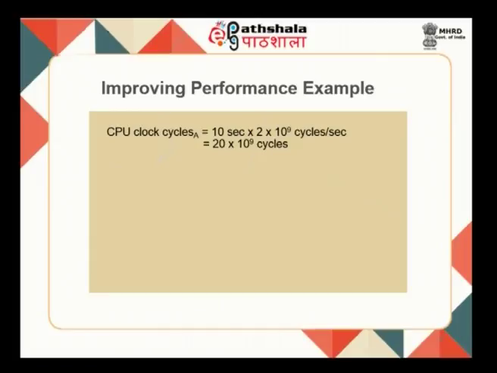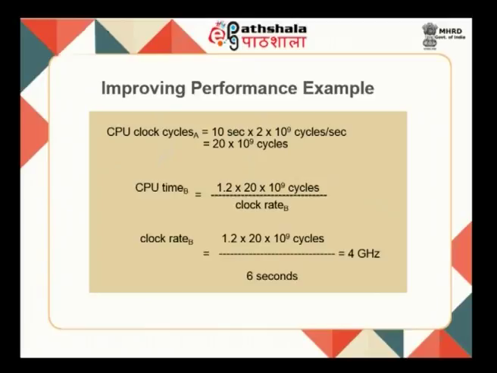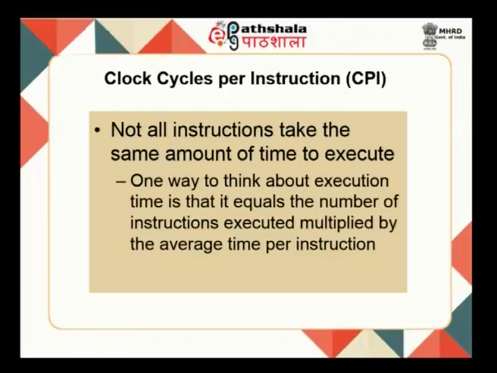So, if you do the calculations here, you find that the total number of CPU clock cycles that processor A requires is 10 seconds into 2 into 10 power 9, which works out to 20 into 10 power 9 cycles. Now, the CPU time for B, if you calculate using the same cycles multiplied by 1.2 is indicated here, and based on that, if you try to find out the clock rate, you find that the second processor should run at a clock rate of 4 gigahertz if you want to finish the earlier program a little earlier.